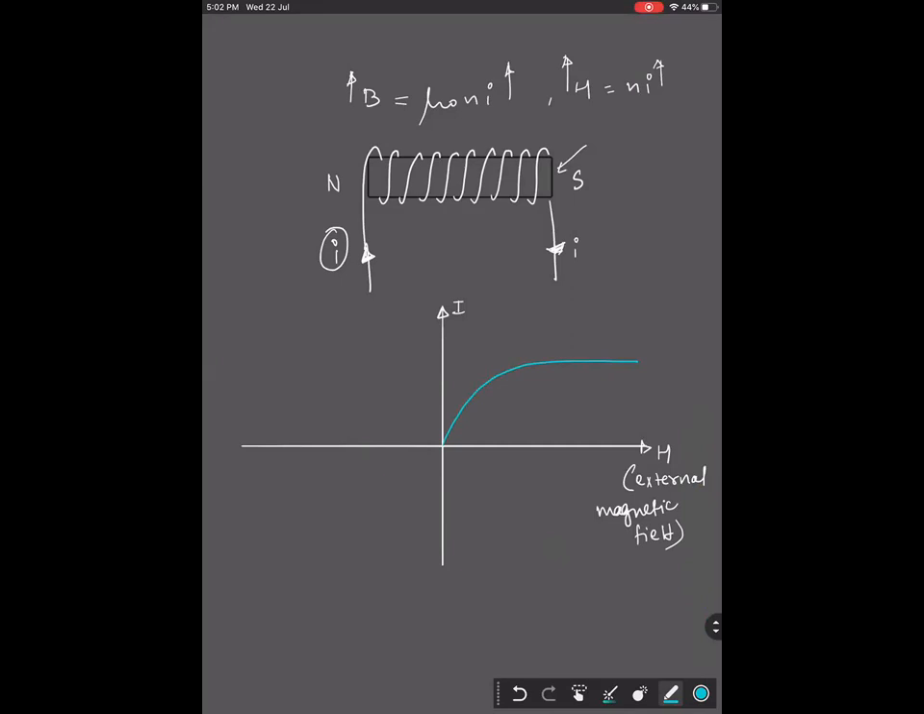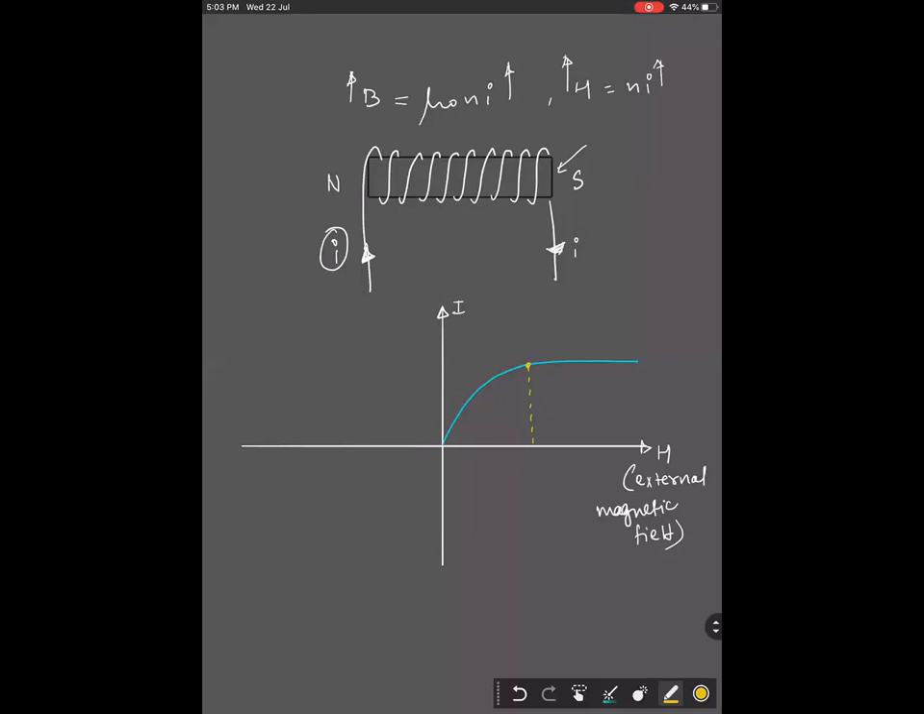So what should we do? We should not increase H after this. Do you agree with that? Yes, because there is no profit even if you keep increasing H. I is not increasing any further. I achieved its maximum value. You understand? Yes, sir.